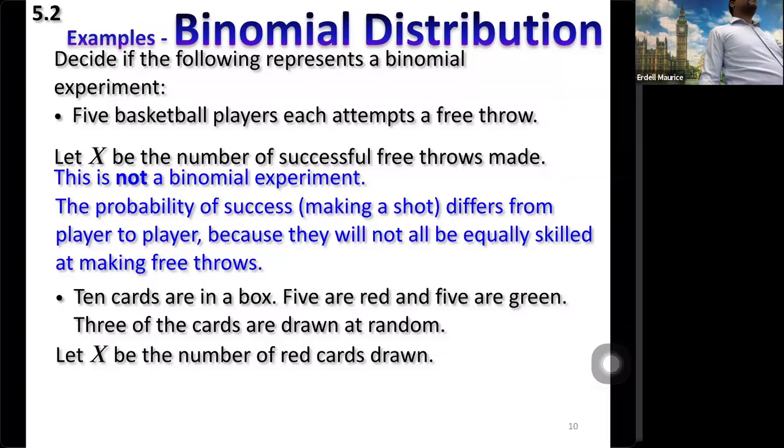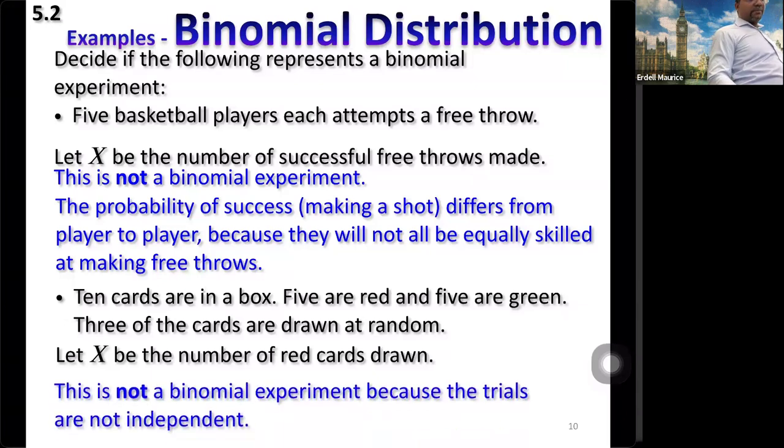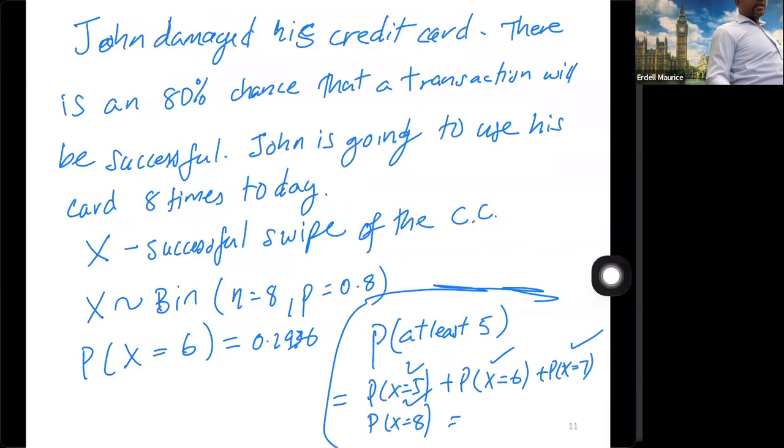Right? The first time I pull a card, it's green. The next time I pull a card, the probability of a red card is going to change. Initially, it was 5 out of 10, yes? The second time it is going to be 5 out of 9, since the first card is green, yes? And so it is not a binomial distribution. Probabilities aren't fixed. Questions there? Again, it is not, because the trials are not independent. Probability is not fixed. All right.